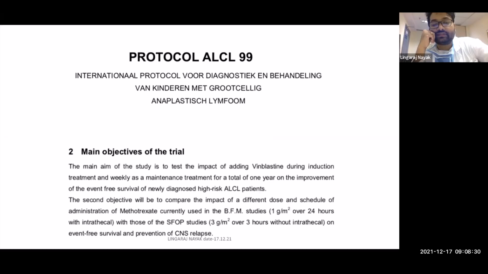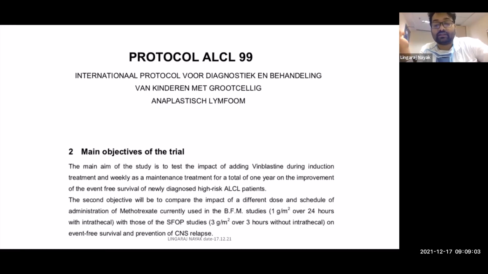And this is a multi-center study using a Burkitt kind of intensive chemotherapy backbone, short duration. And this study had two objectives. One was, if you see the methotrexate dosing in intensive regimen BFM studies, it is 1 gram per meter square over 24 hours. So this study was asking whether you can come down on the duration of methotrexate to 3 hours from 24 hours without giving any intrathecal.